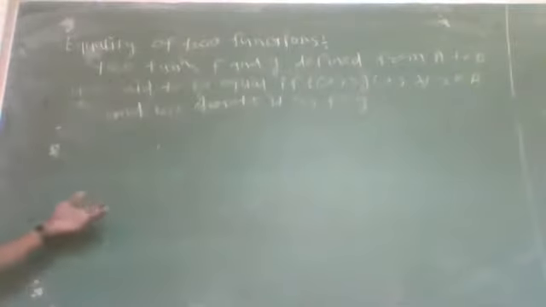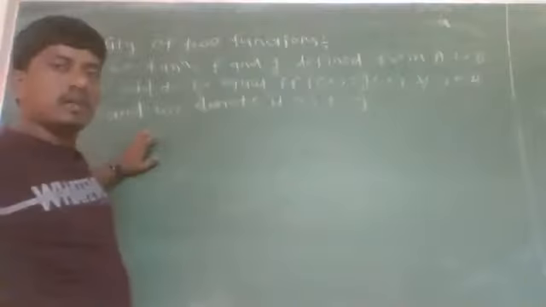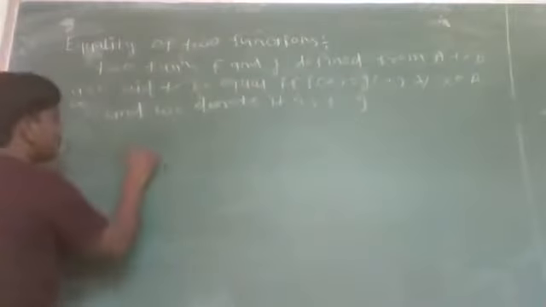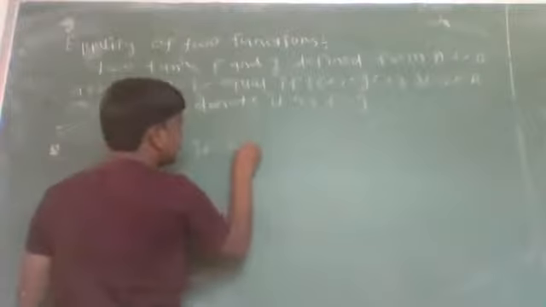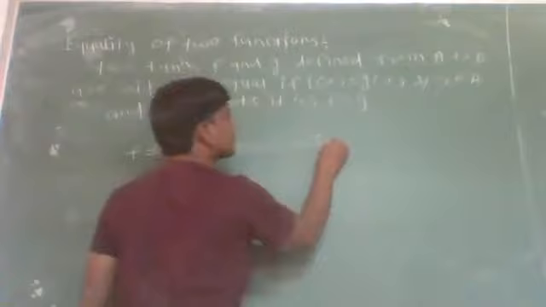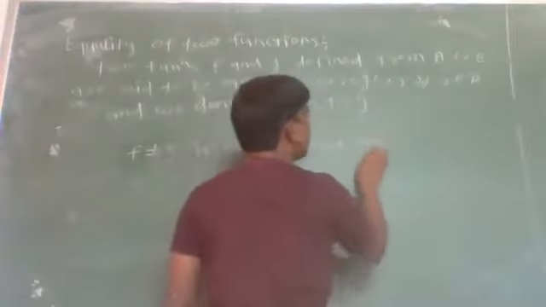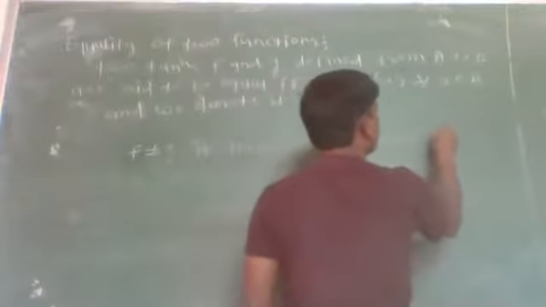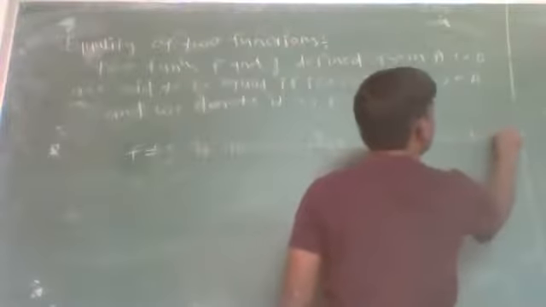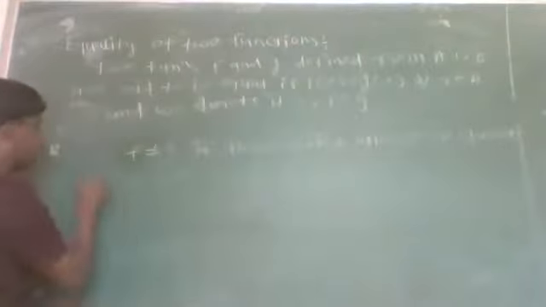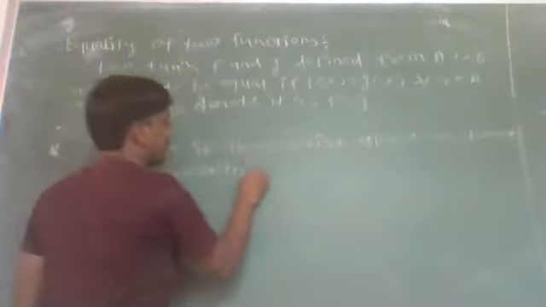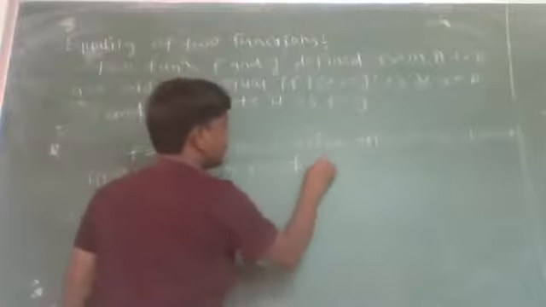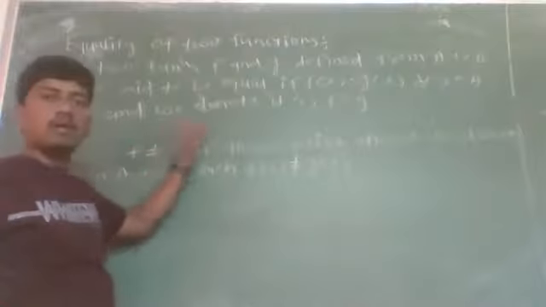And suppose we have to show that the two functions f and g are not equal, that is, f is not equal to g. This holds if there exists at least one element in A for which f of x is not equal to g of x. Then we say that the two functions f and g are not equal.